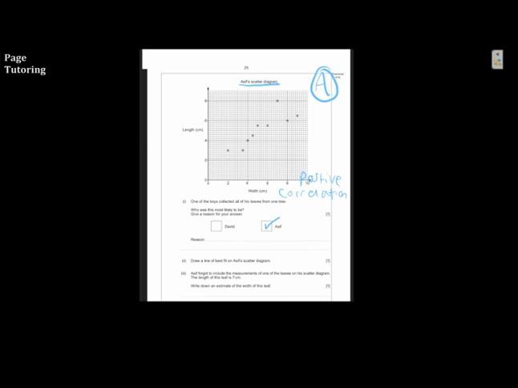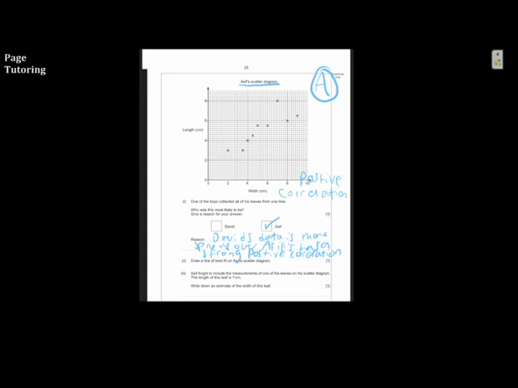So to then write it down, you could say David's data is more spread out. Asif's has a strong positive correlation.